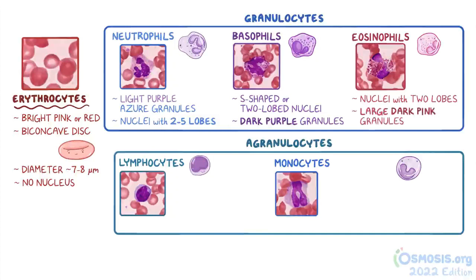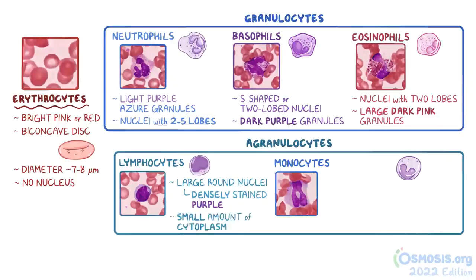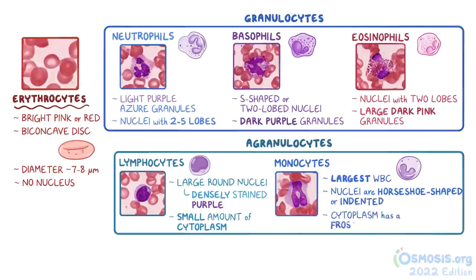Lymphocytes are round or oval cells with large round nuclei that are densely stained purple. These cells have a relatively small amount of cytoplasm. And finally, monocytes are the largest type of white blood cell with large nuclei that are either horseshoe-shaped or appear indented. Their cytoplasm also has a frosted glass appearance due to the presence of small purple lysosomes and vacuoles.